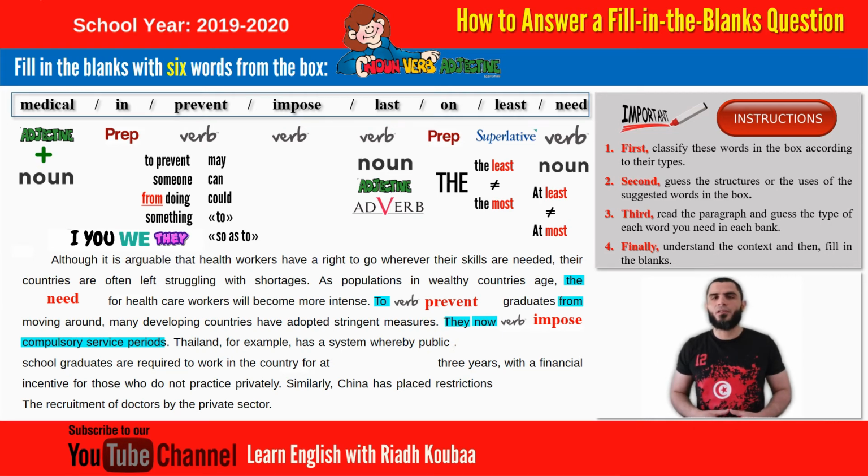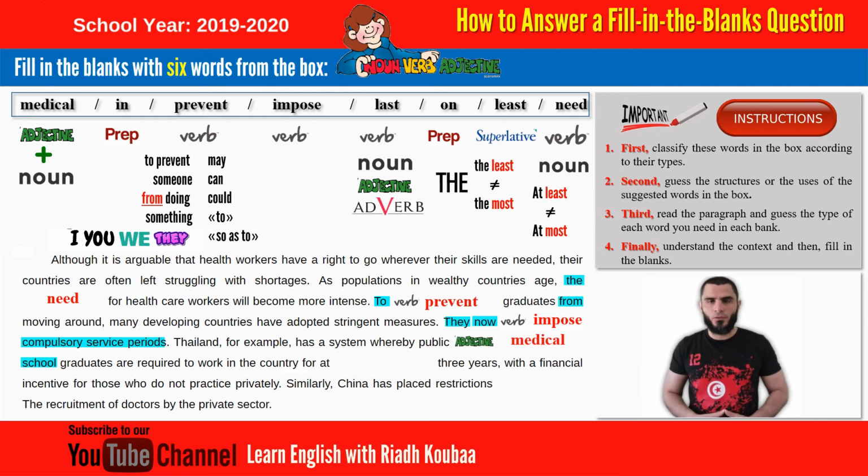Then we have Thailand, for example, has a system whereby public, a blank, school graduates are required to work in the country for at 3 years. The word school is a noun. What do we need before a noun? Definitely an adjective or an indefinite article like a or an if it is a countable noun. So the answer is medical school. Medical school graduates are required to work in the country for at least 3 years. This is the minimum period of years graduates can work overseas or abroad.